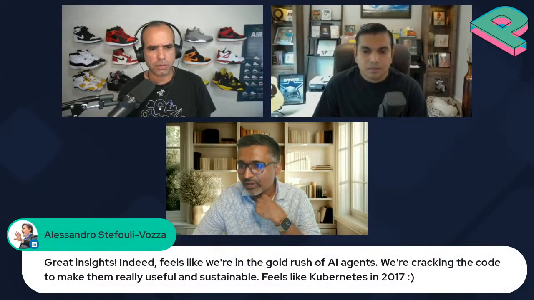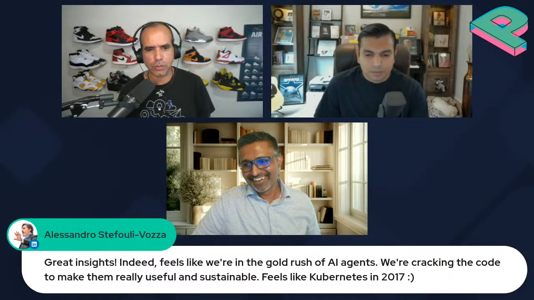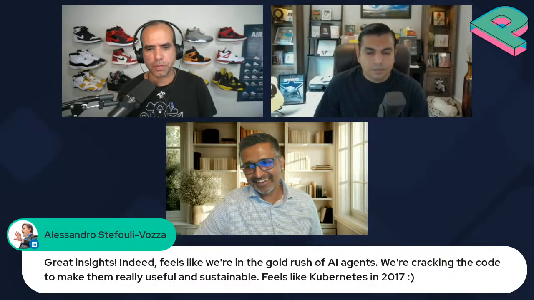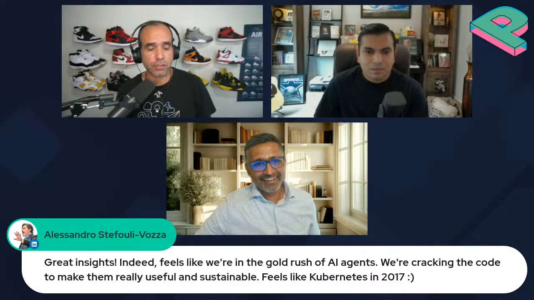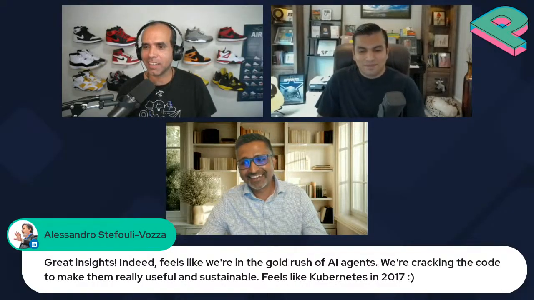I think there's a few comments that people were saying this is awesome work. I also saw Alessandro from the CNCF ambassador. He said that we're in the gold rush of AI agents, cracking the code to make them really useful and sustainable. Feels like Kubernetes in 2017. Maybe in 10 years you will see me remember 1.0 of the AI agent project, like I do today for Kubernetes.